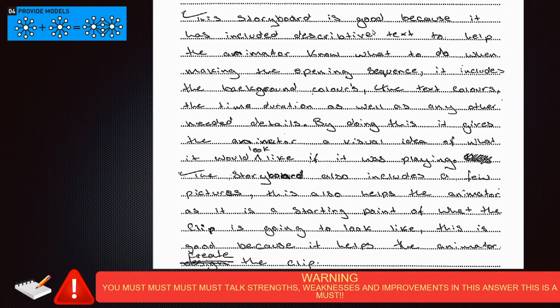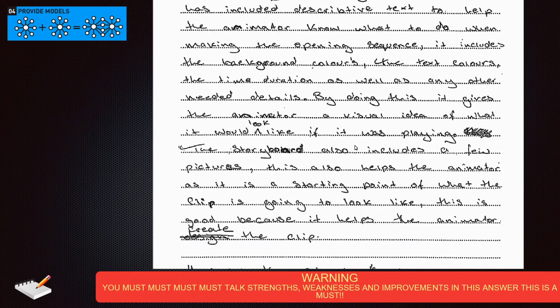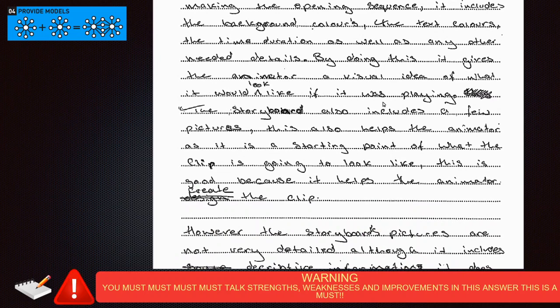The storyboard is good because it included descriptive text to help the animator know what to do when making the opening sequence. It includes background colors, text colors, time duration, as well as any other details needed. By doing this, it gives the animator a visual idea of what it would look like if it was playing.